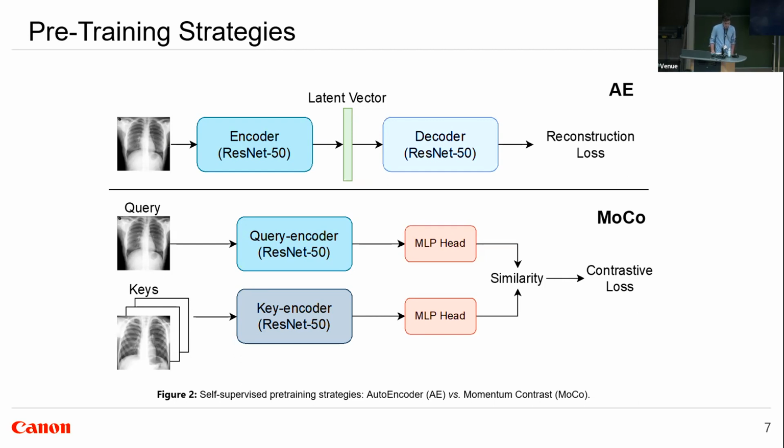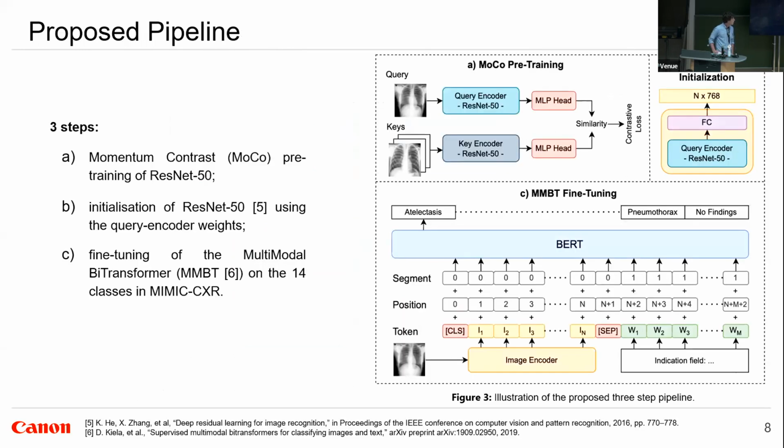And MoCo training works like other contrastive learning approaches, where the aim is to minimize the embedding distance between two positive pairs, which are two augmented versions of the same image, and it tries to maximize the distance from all other images in the data set. Here is an overview of the proposed pipeline. On the top left of the figure, there is the MoCo pre-training.